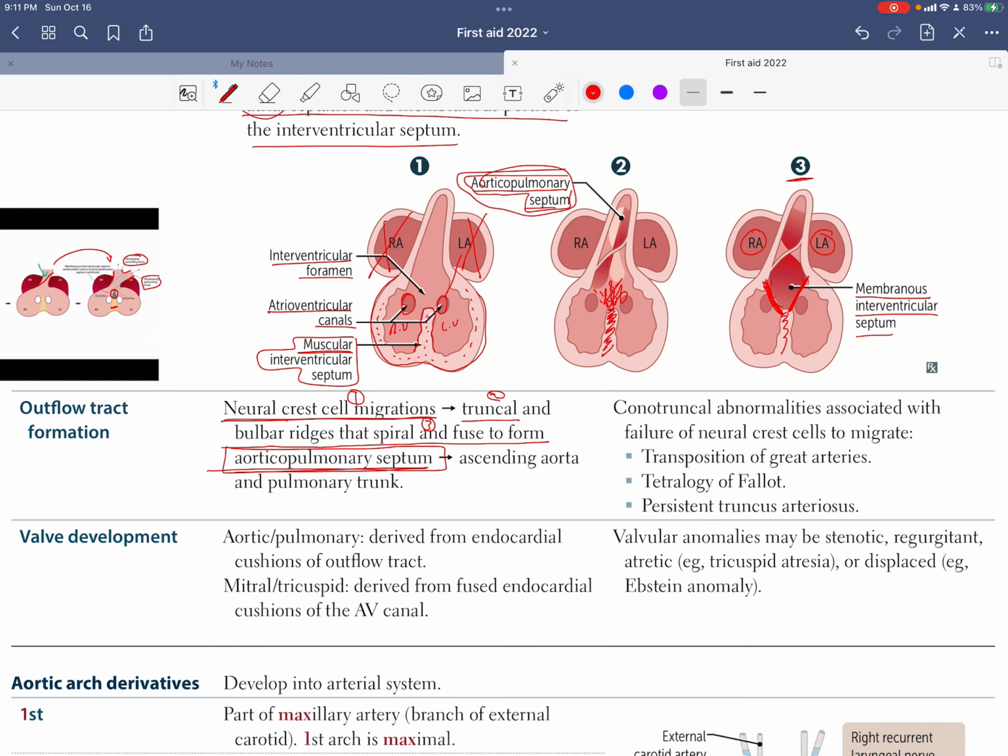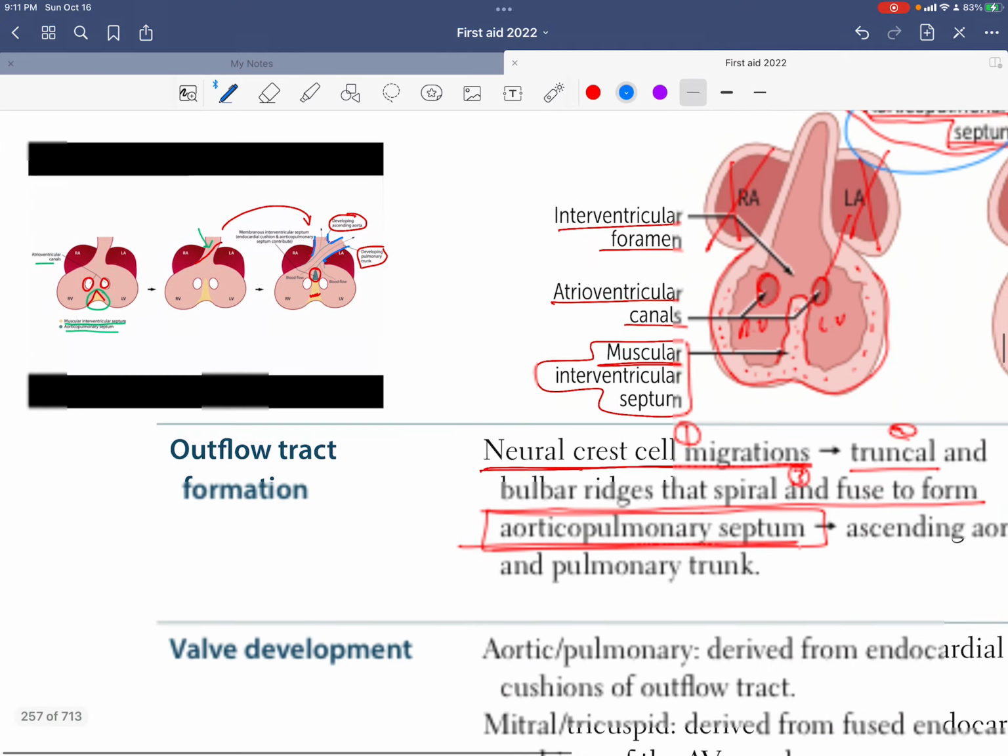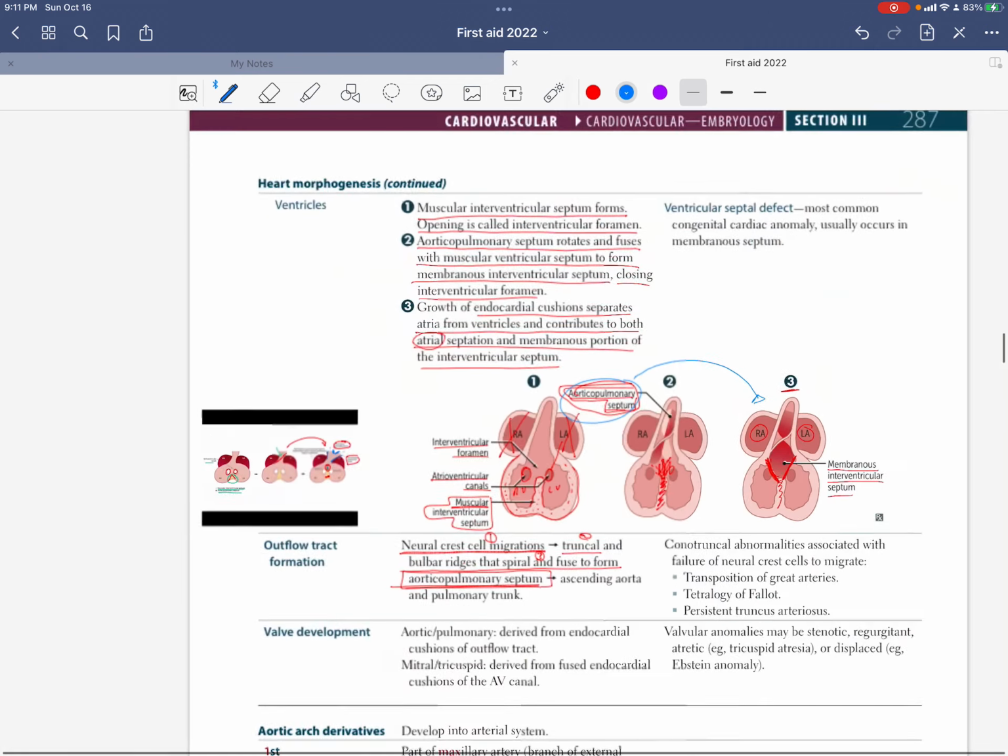This aorticopulmonary septum is the one that is going to rotate over here. It's this blue thing that's going to rotate, as we said, and it will end up as the ascending aorta and the pulmonary trunk.